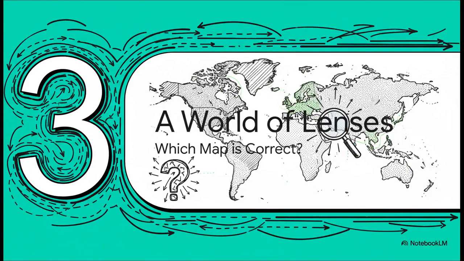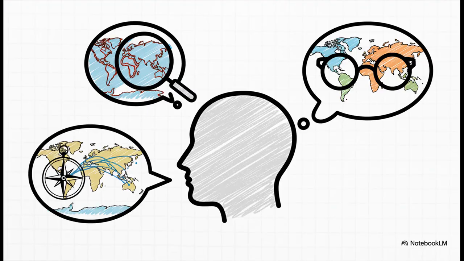So that brings us to Section 3, a world of lenses. We've got all these different maps. They're overlapping. They sometimes even contradict each other. So which one is the right one? Well, that question leads us to the most important takeaway of all. And here it is. None of them are wrong. They're just different tools for different jobs.